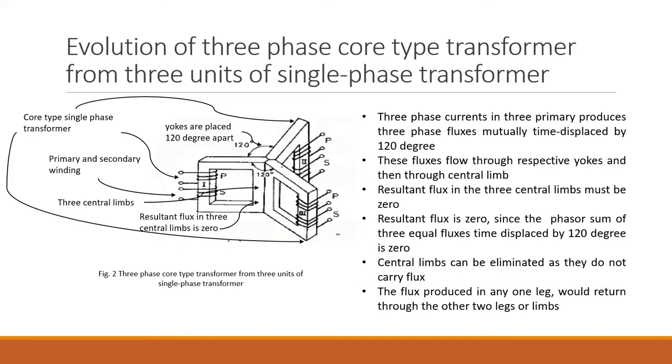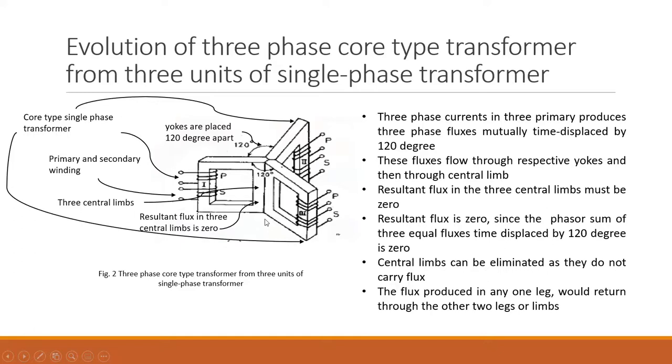So these fluxes which are produced in transformer 1, 2 and 3 are going to flow through their respective yokes and then through the central limb. In this central limb, you would notice that the resultant flux should be 0. It must be 0.